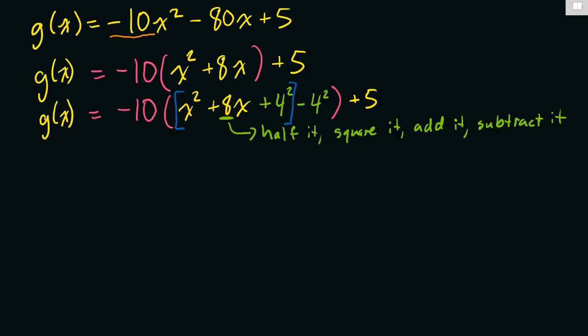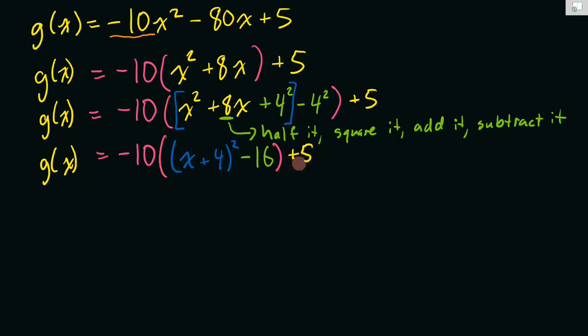So let's go through. Now our g of x is negative 10 times, our perfect square now is x plus, since this is positive, this is going to be positive, 4 squared. And this minus 4 squared is going to be minus 16. Now keep in mind this is minus 4 squared, not negative 4 squared. So sorry, that's minus 16. And then the plus 5 is still just chilling on the end.